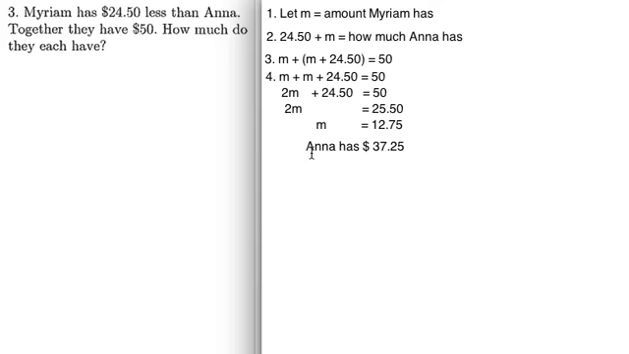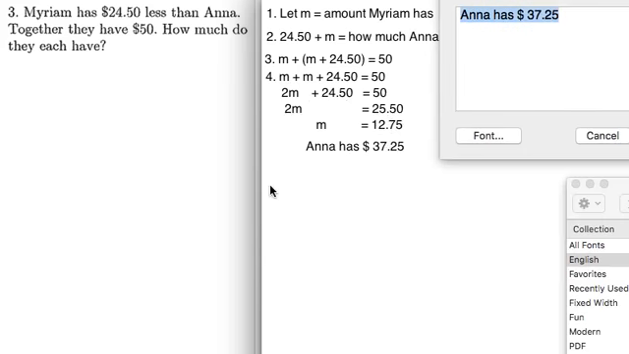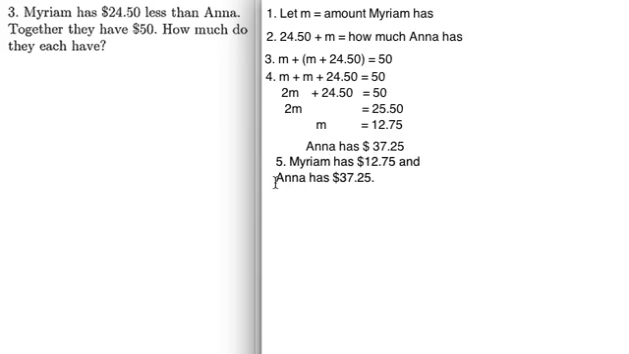Now, if this is right, then when these numbers are added together, I should get $50. This plus this does give me $50. That tells me I have the right answer. So my final answer's got to be in a sentence. How much do they each have? Miriam has $12.75, using my units, and her good friend Anna has $37.25. And that is how you solve that one.